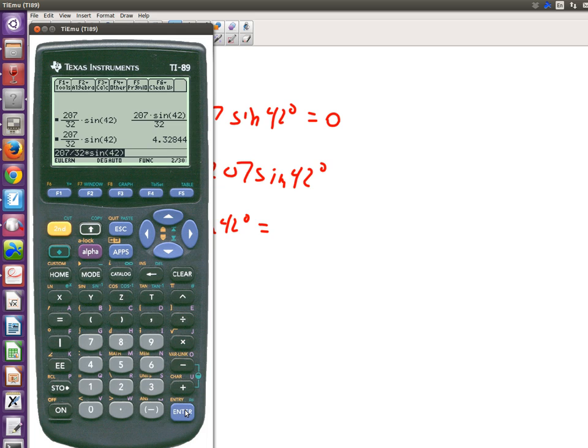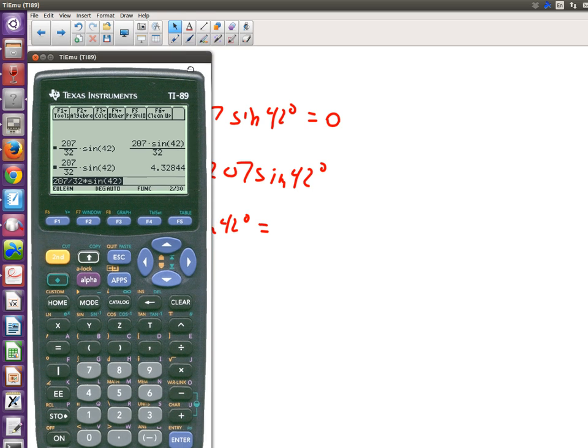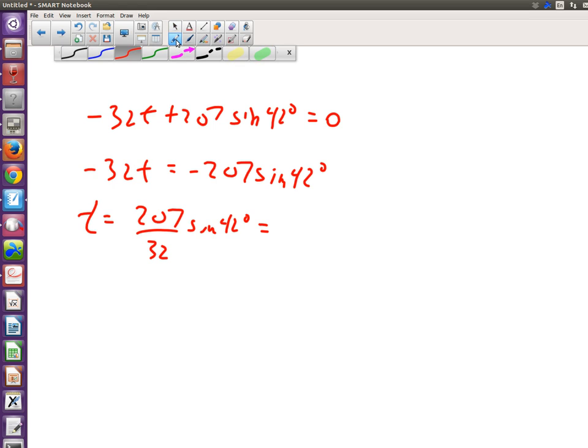0.4328 seconds. 4.328. So, 4.328 seconds. Now this is an approximation just to see how big it is, but we're going to use its exact value to plug into R.